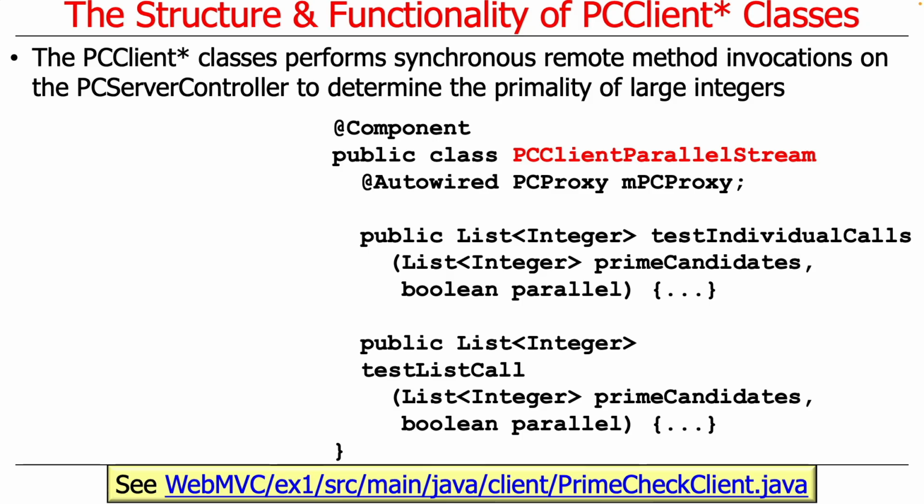So there's a set of classes, the PCClient classes, we'll see what all they are, that perform the client side of the client-server communication. And what they do is they're going to synchronously invoke remote methods on the controller in order to determine the primality of large integers. And you can see that in the PrimeCheck client class. And there's a bunch of different parts here.